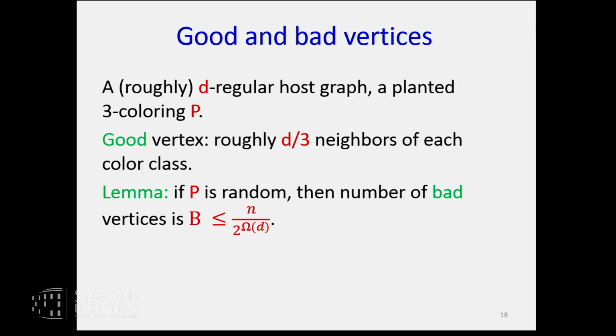And it's not hard to see that if P is a random planted coloring, it doesn't matter if the host graph is random or not, almost all vertices are going to be good. The fraction of bad vertices is exponentially small in D. In particular, if D is larger than log n, there are no bad vertices.